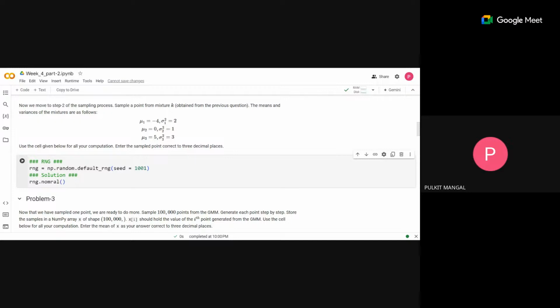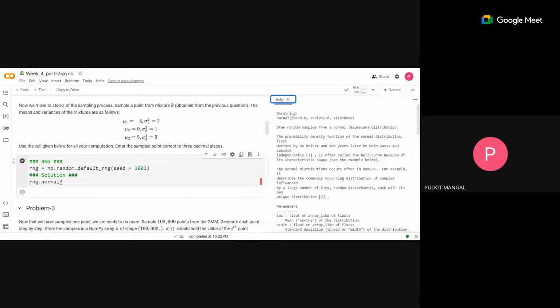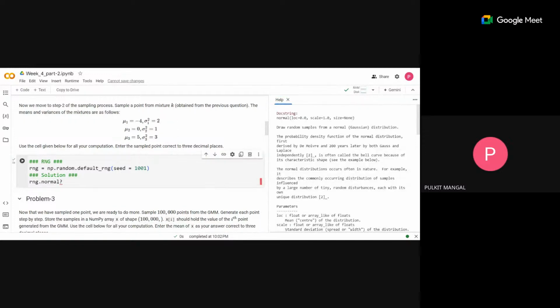Let me run it with a question mark, or sorry, normal. The size parameter here is equal to None. We talked about this last time also: if the docstring says a parameter's value is None, that means it is optional. If you don't put size equal to something, it will basically give you only one random sample.